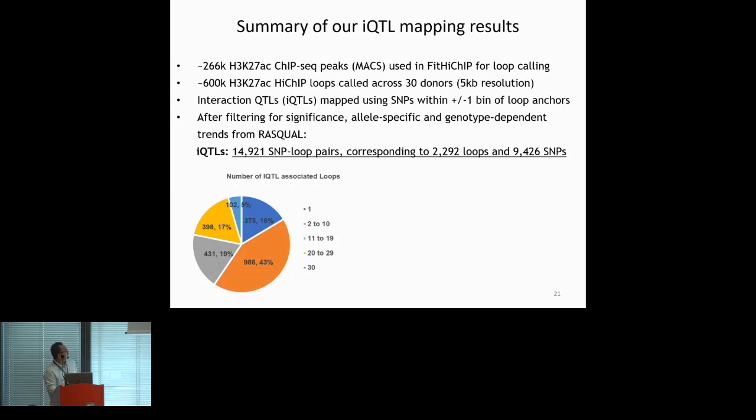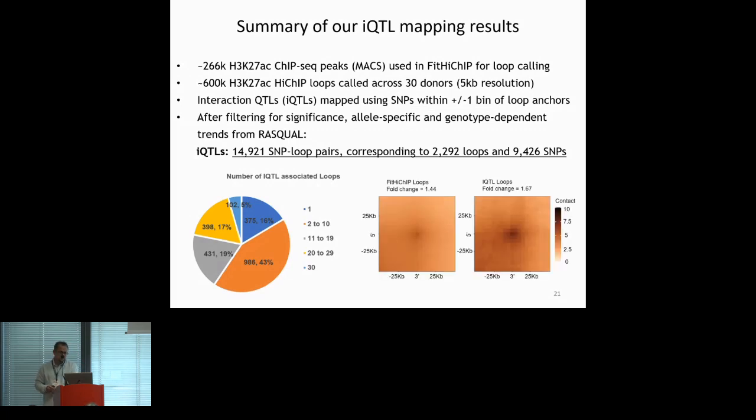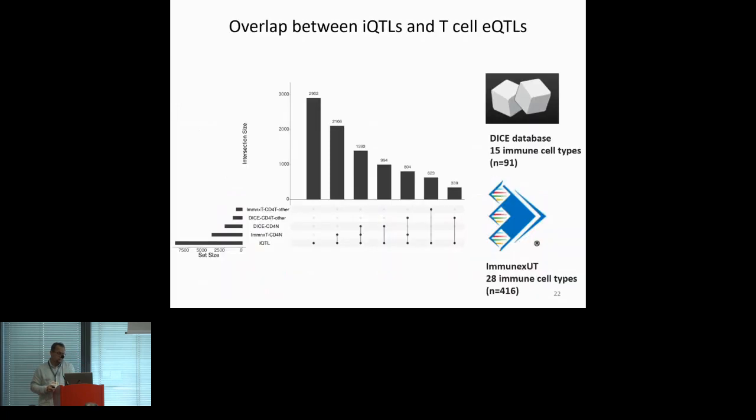So some were significant in everything, but their strength was changing, whereas some loops were significant in a subset of donors and not in the others. And then these loops were stronger compared to the overall background loops that we have called. When we looked at their overlap with EQTLs, there was a good subset of them that overlap with EQTLs from these 2 different cohorts. DICE is the one we have, and Immunex UT is from Japan. Different populations, different cell types that they have looked at.